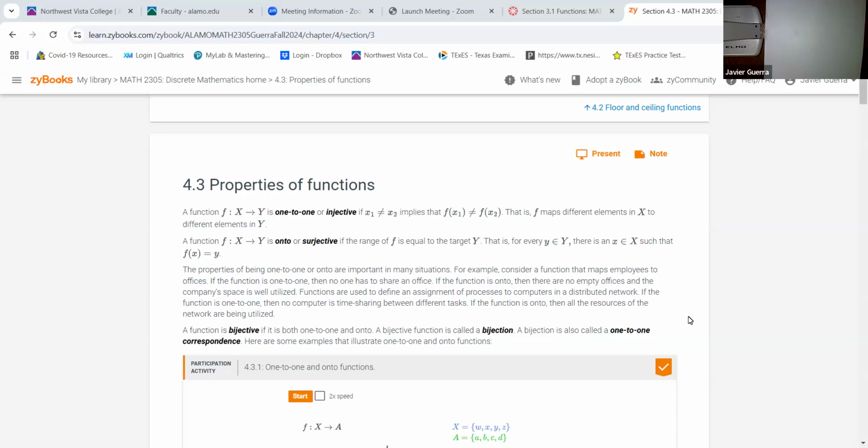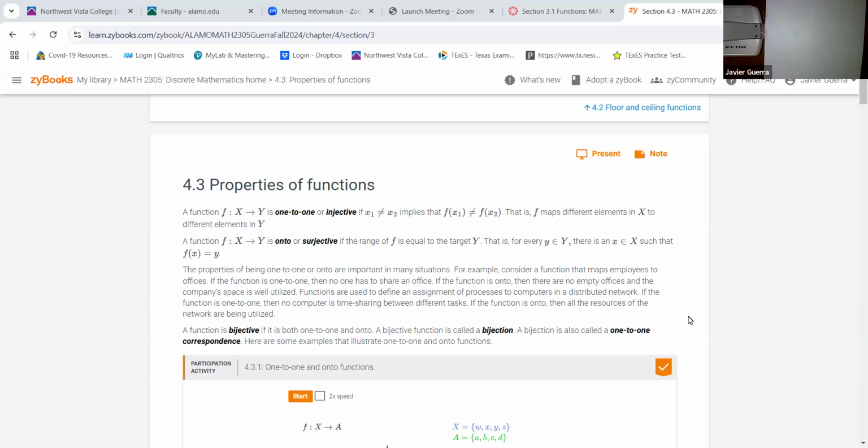Functions are also used to define an assignment of processes to computers in a distributed network. If a function is one-to-one, then no computer is time sharing between different tasks. If the function is onto, then all the resources of the network are being utilized.